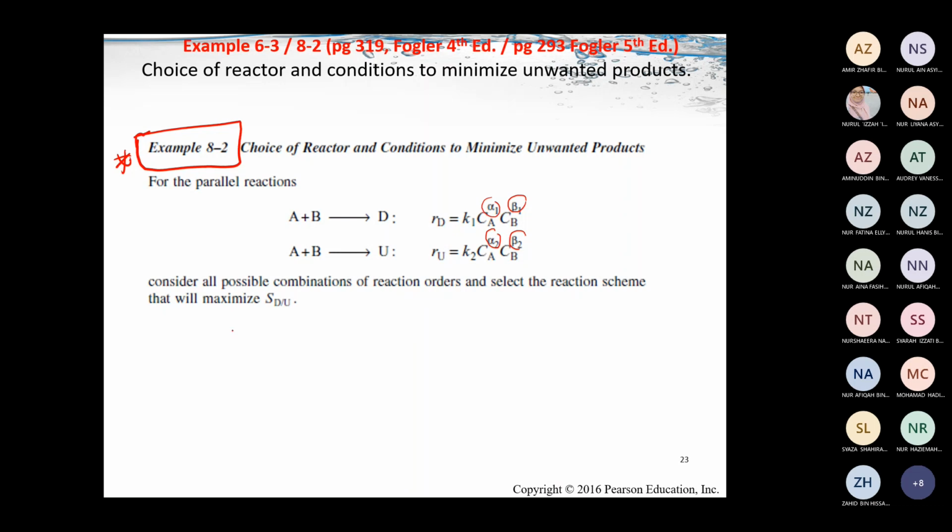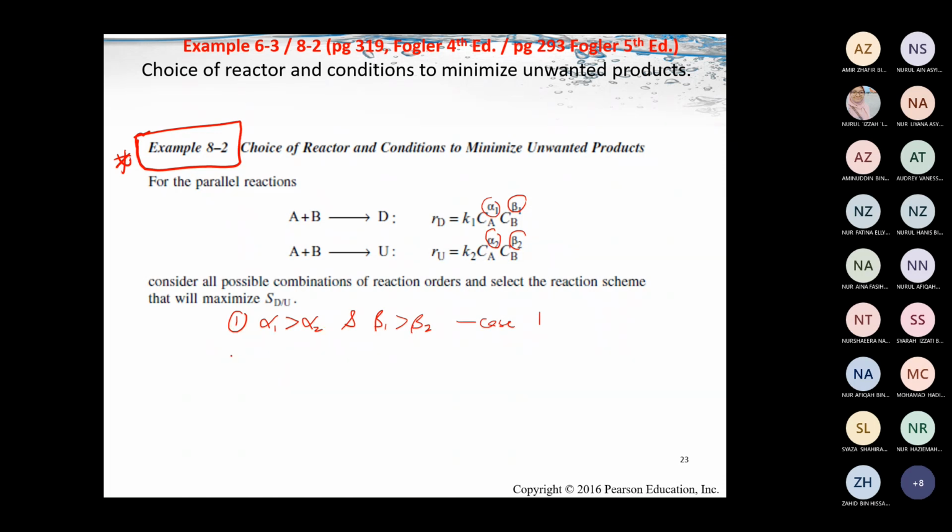For example, for case number 1, suppose alpha 1 is more than alpha 2. Suppose the order of reaction alpha 1 is higher than alpha 2 and also beta 1 is larger than beta 2. We look at the cases one by one. I understand you won't understand 100%, but in the next slides I will explain one by one.